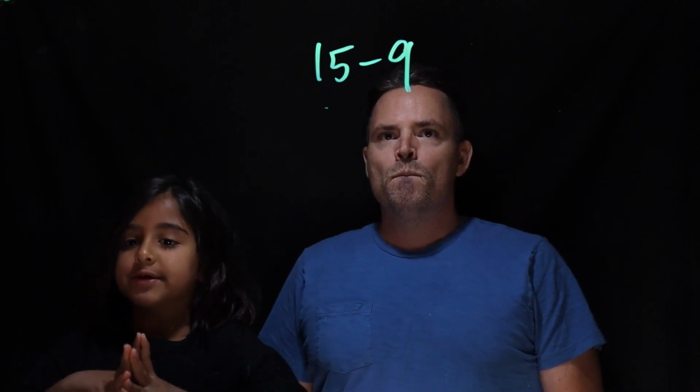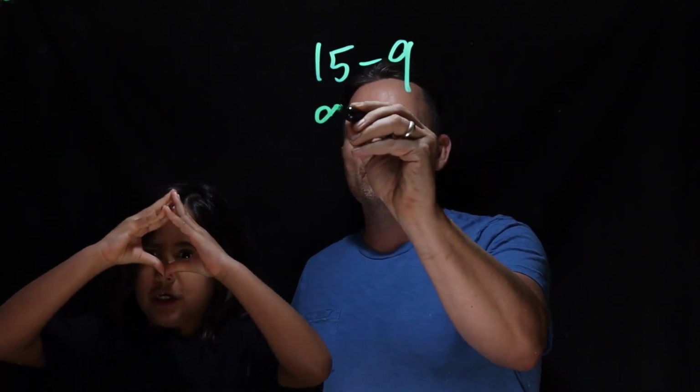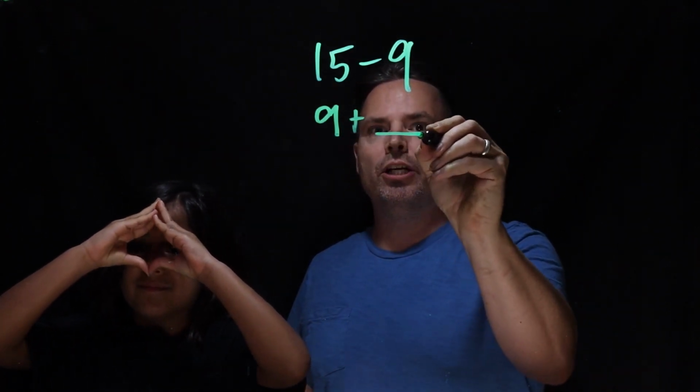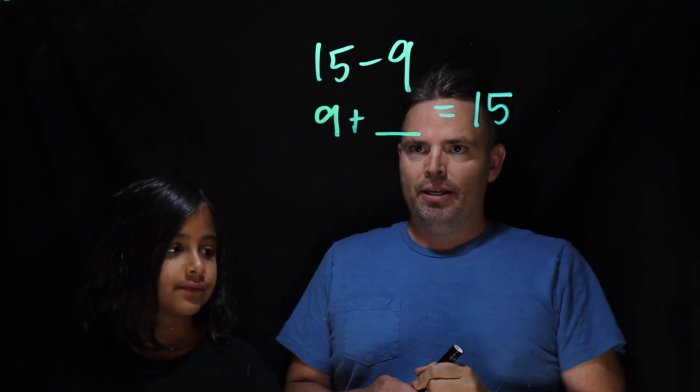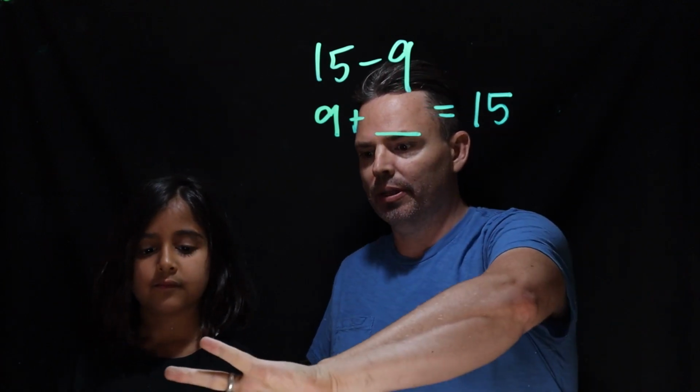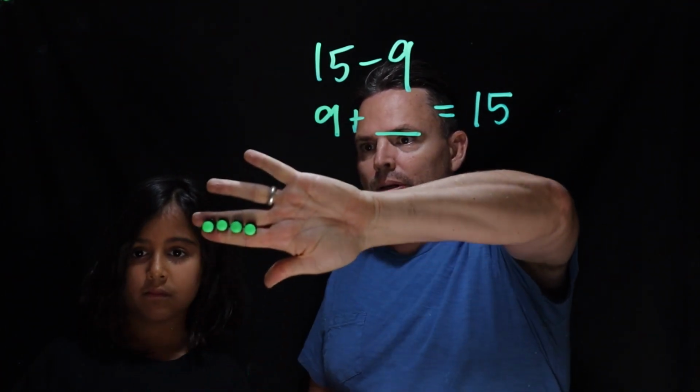9 plus blank equals 15. So 9 plus, you're going to change this to addition, equals 15. Okay, you like adding. So what are we going to start with? Let's start with the 9. So I'll pull up.